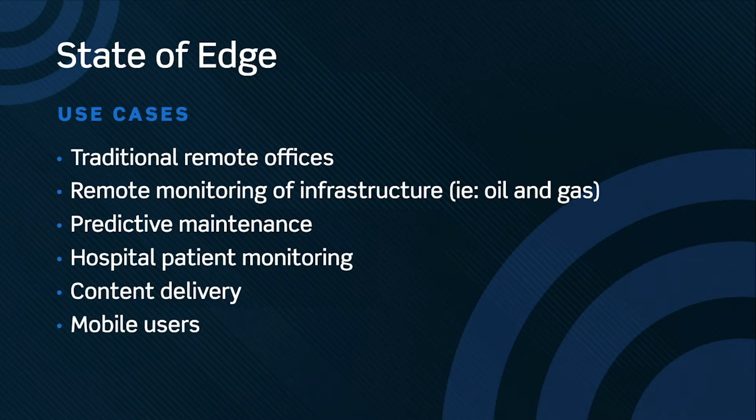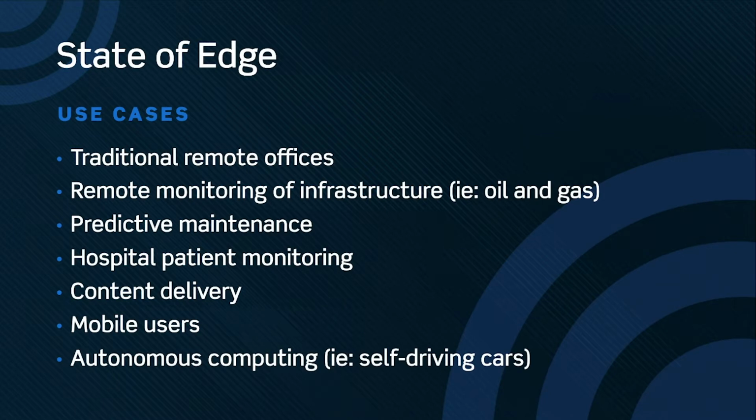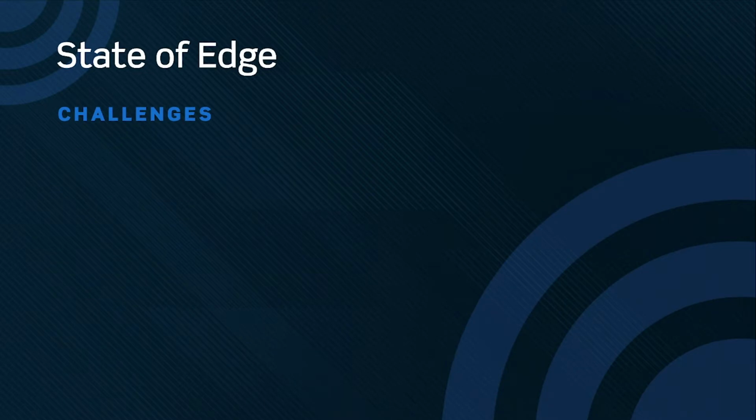Of course, mobile users and mobile data, 5G, things like that is an increasingly demanding use case for edge. And then autonomous computing of all kinds. We keep talking about self-driving cars. They aren't here quite yet, but they're coming very, very quickly before we know it. And they will demand huge amounts of data and edge computing.